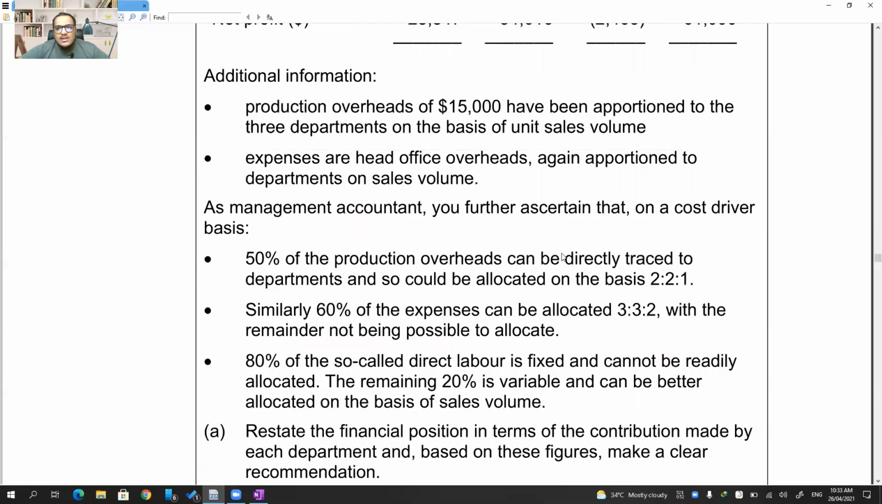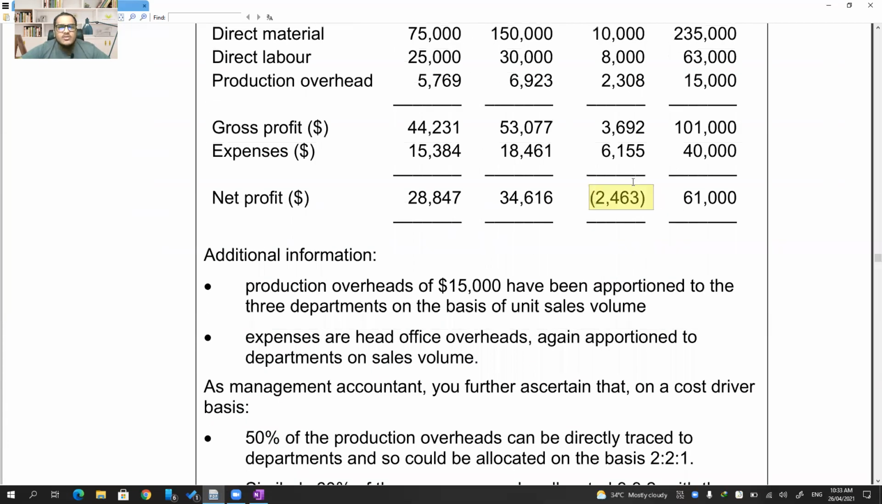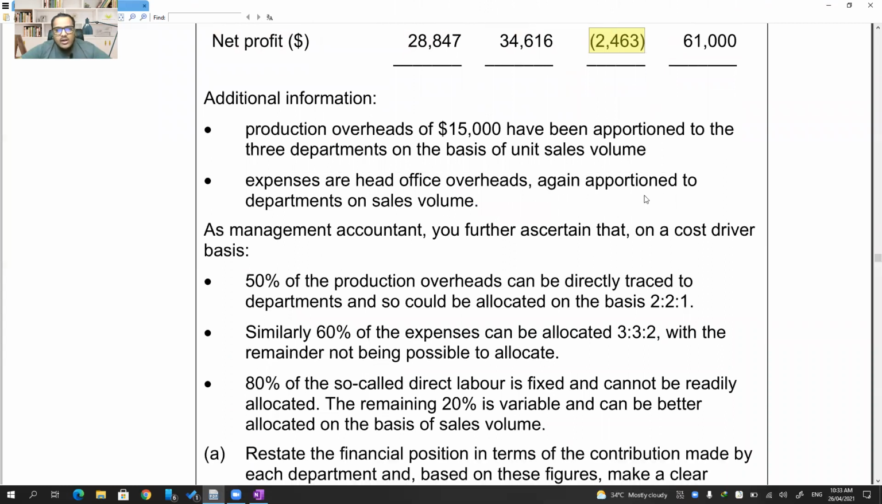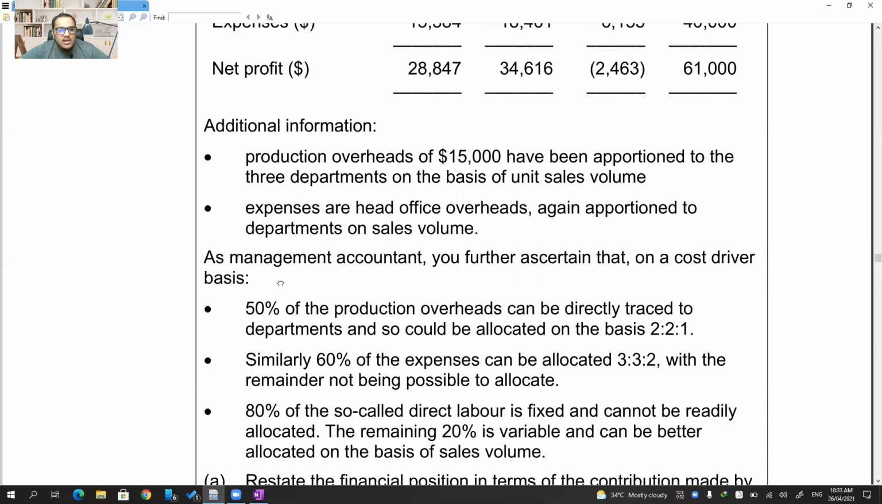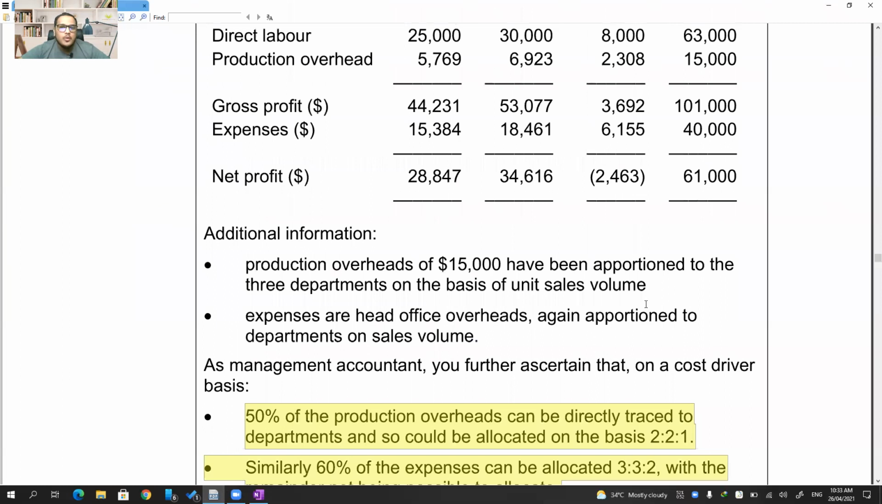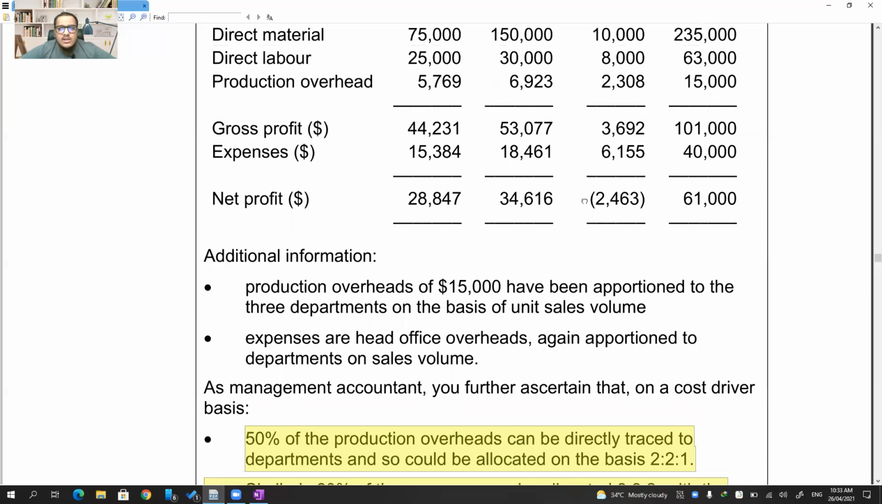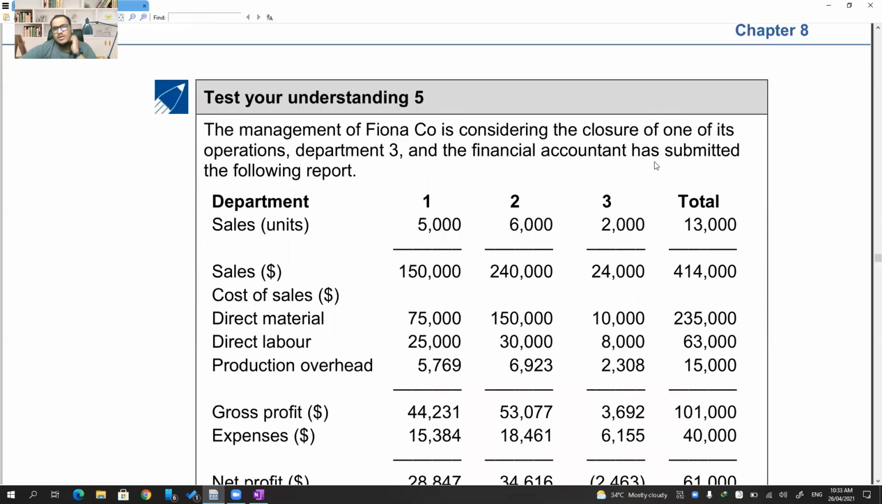final decision. So this is a loss figure. Technically speaking, once you do all these adjustments, your loss will convert into profit. That's how usually the questions are tested. Maybe I'm not saying exactly, but maybe there is a chance that this will become a profitable department, and therefore we should not shut it down. Possible.